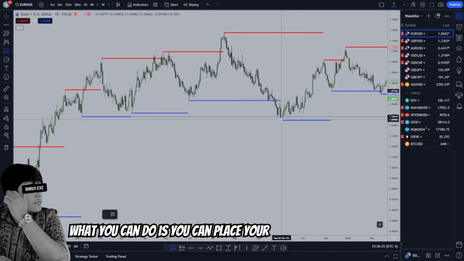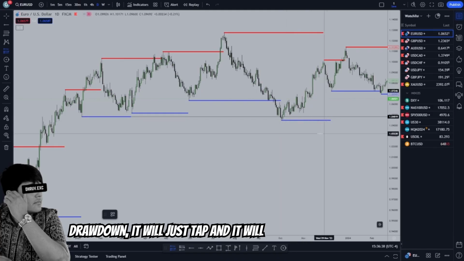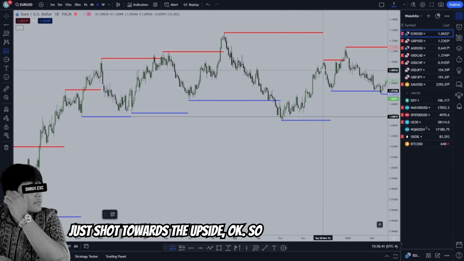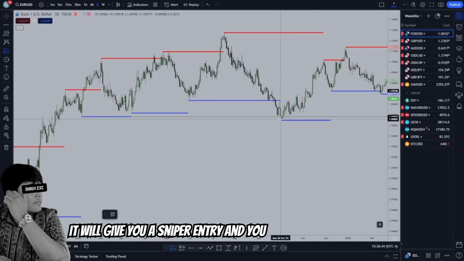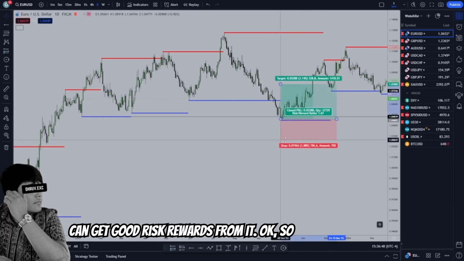So now what you can do is you can place your limits just a little bit below of this structure, a little bit below, okay? Otherwise you will miss the sniper entry. And another thing, this strategy can give you sniper entries, okay? It will not roam around in drawdown. It will just tap and it will just shoot towards the upside, okay? So that's why this strategy is so good, that it will give you a sniper entry and you can get good risk rewards from it, okay?